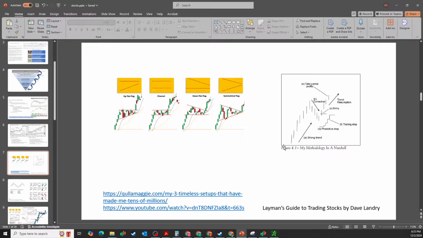Like, I didn't create any of these things. I've just borrowed them from traders who've been in the trenches for decades, and they've studied price action. They've studied the biggest moving stocks in history, and they all came away with remarkably similar conclusions.